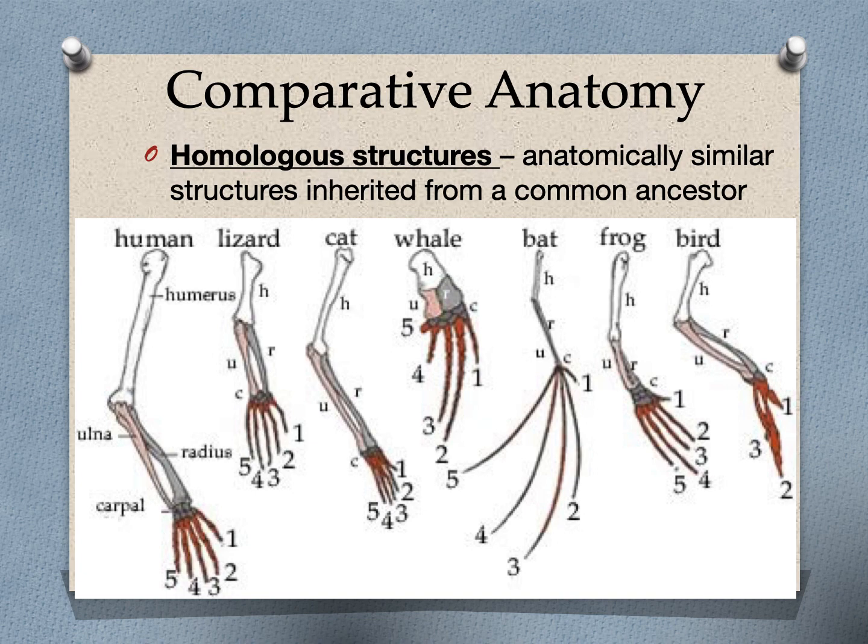We can also use comparative anatomy. These are homologous structures, showing the arm bones of various organisms that all come from the first tetrapod that had one large bone, two smaller bones, a group of bones for what became the human wrist, and then ray bones, which became our fingers. And you can see this replicated in lizards, cats, whales, bats, frogs, and birds.